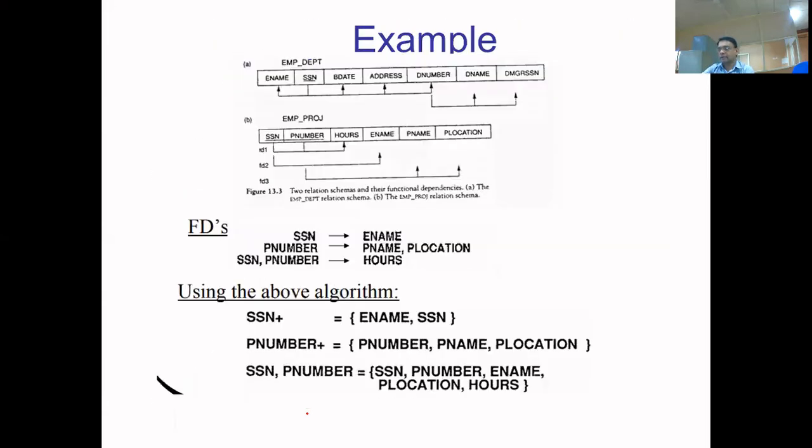Now I have one example here. This is the given set of functional dependencies. I need to calculate F plus. F plus contains an additional set of functional dependencies other than these 3 functional dependencies. So we can infer 3 more extra functional dependencies, and we have to keep them in F plus. That is called the closure of F.